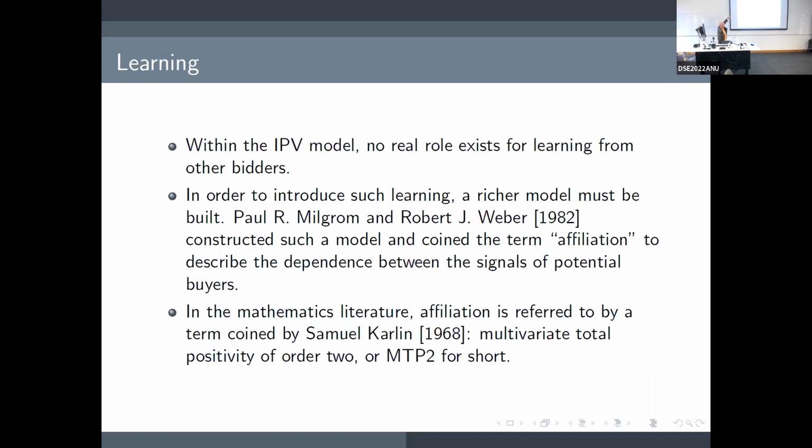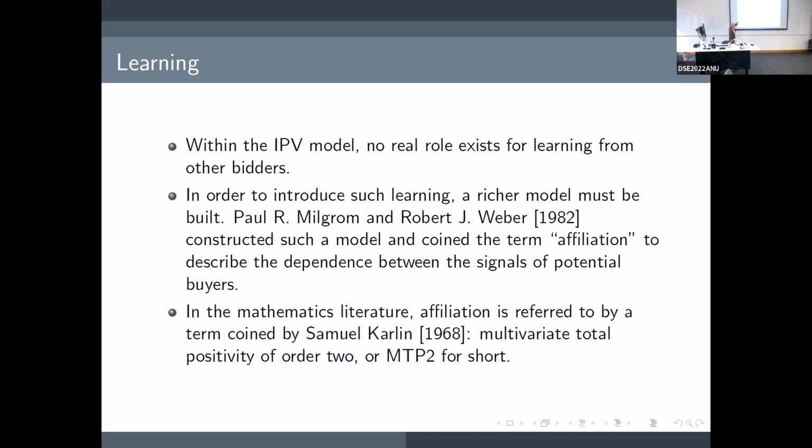One of the things that you might want to do, these models are all about allocation and about efficiency. And in many environments, you want to see how learning occurs. And you can't really get any learning in an IPV model because it's private values. And so Milgrom and Weber constructed this model of what's called affiliation. And it's a form of dependence in signals.